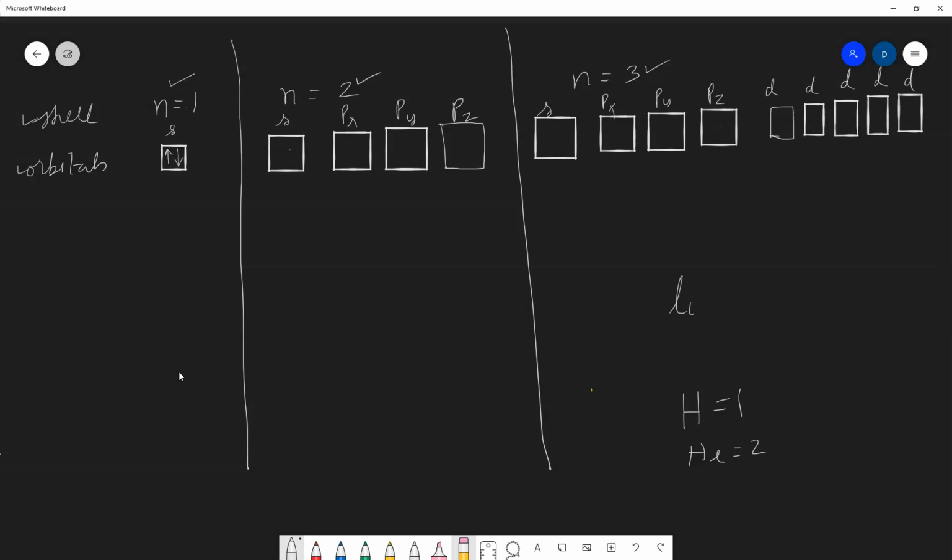Next is lithium. Lithium has got 3 electrons. 2 we already got, then 1 will go into the next shell up. Then comes beryllium, which has got 4 electrons. So far you already got up to lithium. The 4th electron will go here. Remember, if you write it this way, this is wrong.